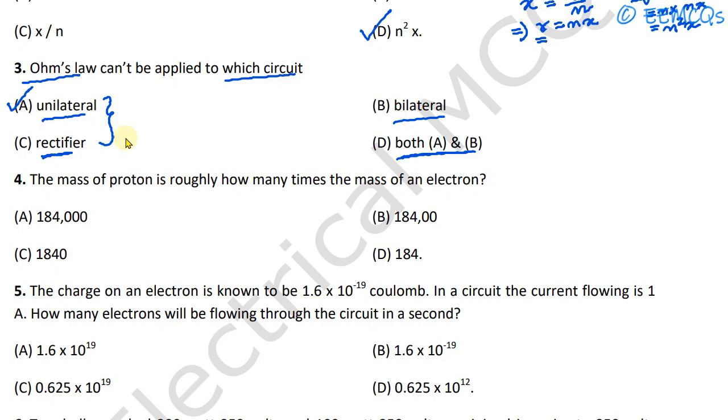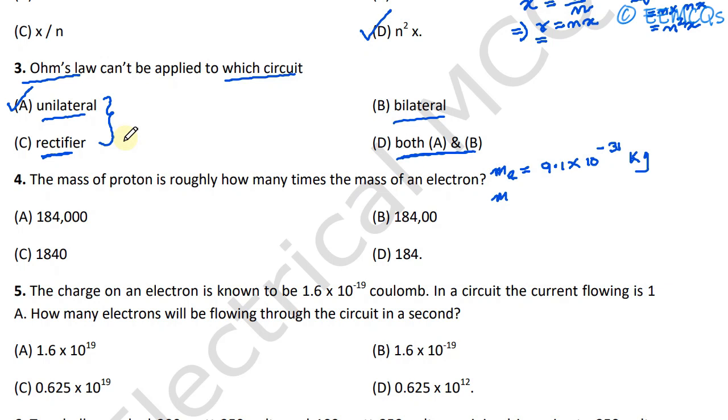Okay. So what is the next question? The next question is the mass of proton is roughly how many times the mass of an electron? For that you must know what is the mass of an electron and what is the mass of a proton. Okay. So mass of an electron is 9.1 into 10 to the power minus 31 kg.